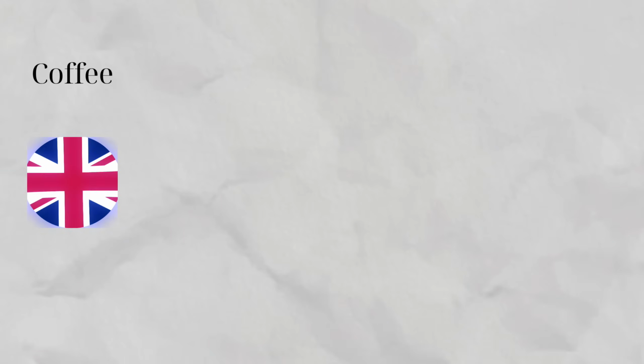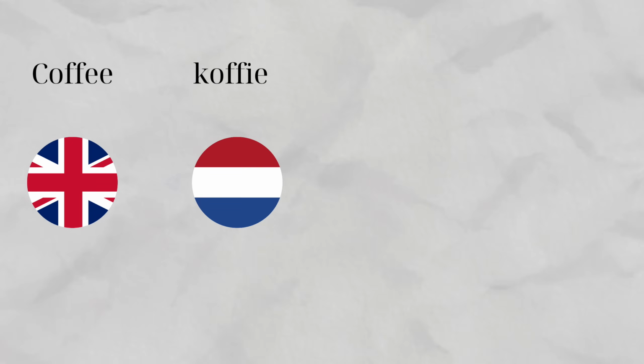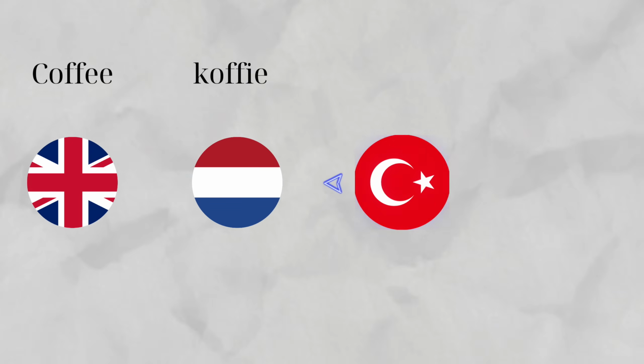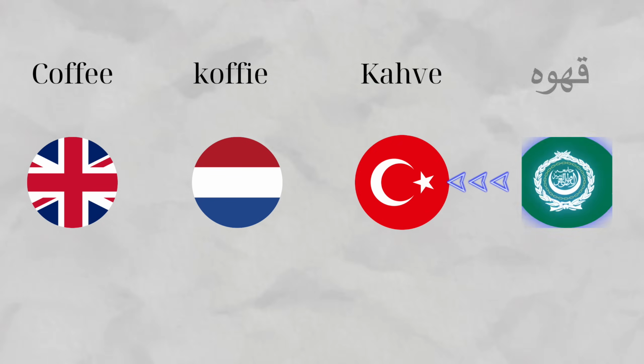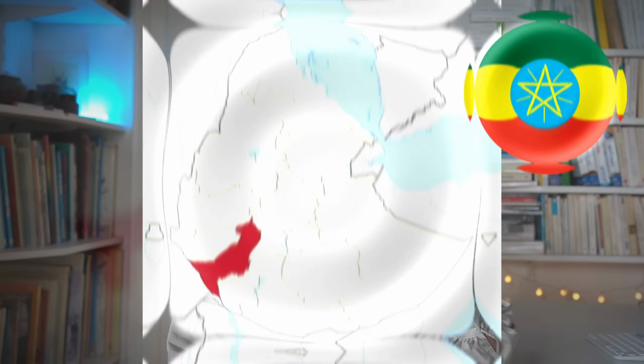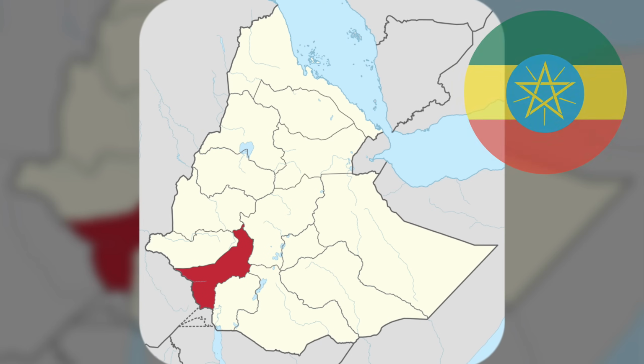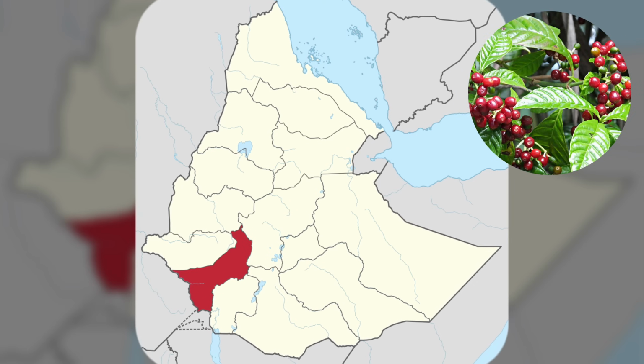An interesting fact: the English word coffee comes from the Dutch koffie, which they borrowed from the Ottoman Turkish kahve. Kahve in turn was borrowed from the Arabic kahva, which originally referred to a type of wine and later came to mean coffee. The origins of kahva are not entirely clear, but it's believed to have come from the Kaffa region of Ethiopia, where coffee plants were first discovered.